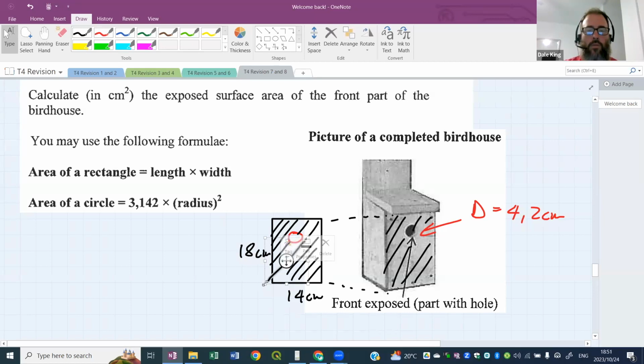Who would like to tell me how on earth we even approach this one? What should we do? Who would like to give us a hint on how we work out the area of the wooden part of the front of this birdhouse? Is there anybody that can give us a hint? Anybody? Somebody? All right, there we go. Kabo.